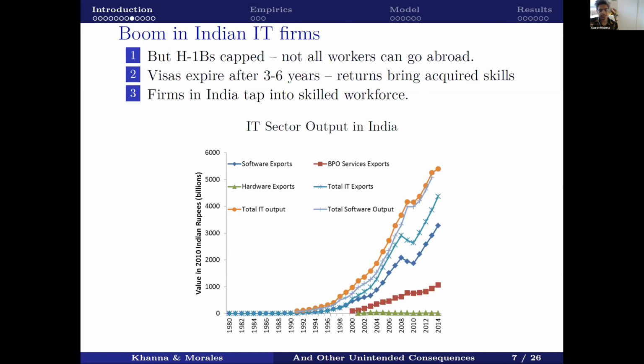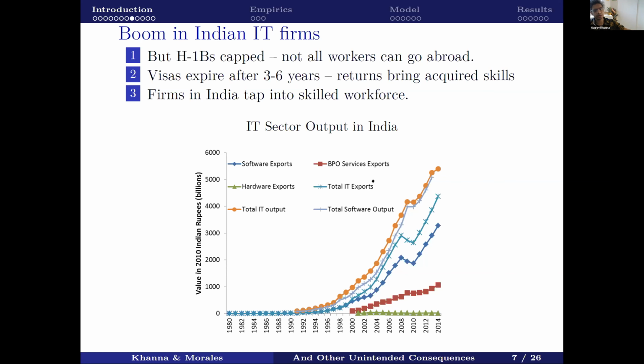So when you look at the Indian tech boom, about 6 years after the H-1B program started, there's this huge explosion in Indian tech production. A lot of it was actually production that India produces and actually exports back to the US or exports to other parts of the world.